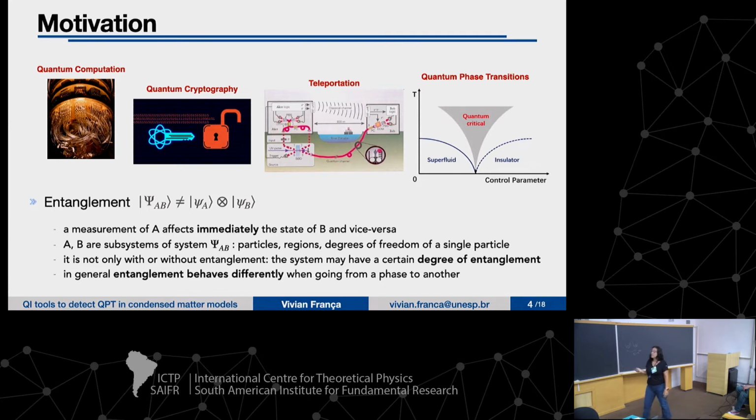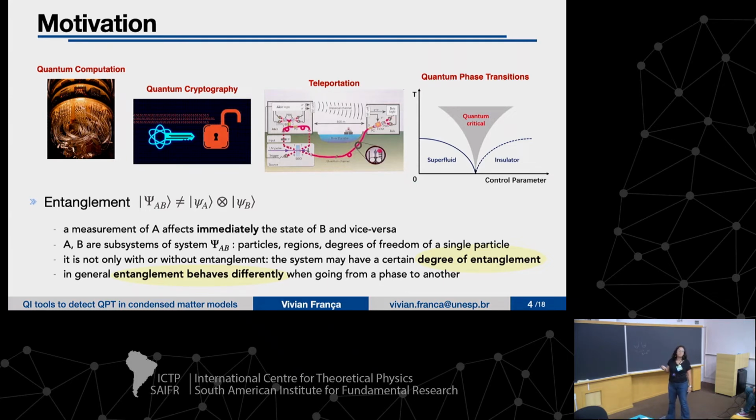But the main point is that entanglement is not a quantity that you have or do not have in your system. Instead, you may have different degrees of entanglement. And this gives you the information that is necessary to try to witness quantum phase transitions. So the degree of entanglement will be important for this issue, and also the fact that the entanglement measure may differ by varying a given parameter that drives the transition.